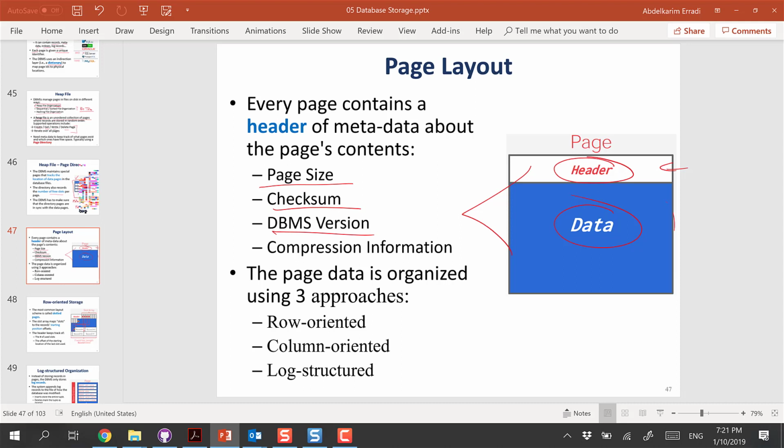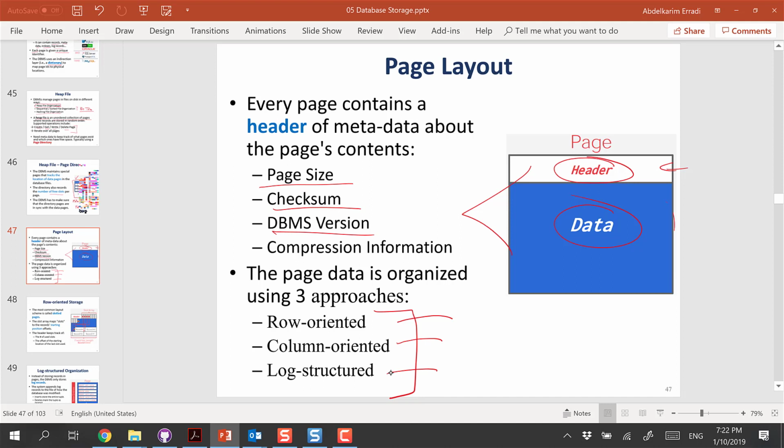Now, the way I store records inside the page, there are at least three major ways of doing it. There is row-oriented storage, column-oriented storage, and log-oriented storage. This is important to understand because you might come across this in your reading, because these are different ways of storing the actual data inside the pages. Three approaches: row-oriented, column-oriented, and log-structured model. Okay, three ways.